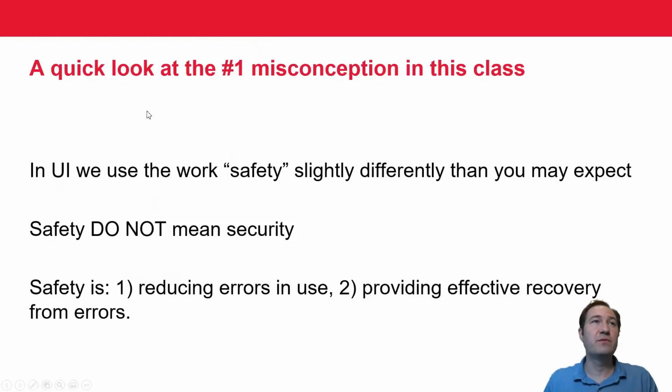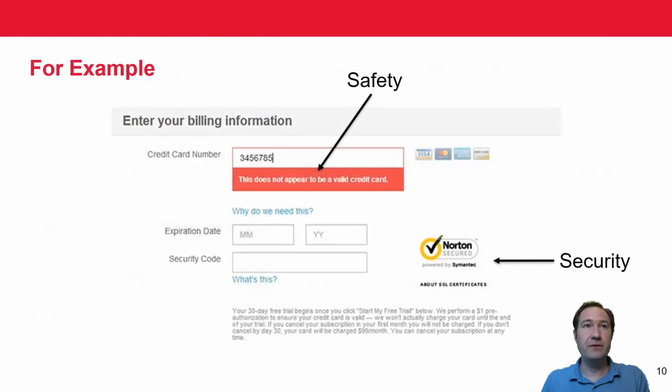In UI work, we use the word safety slightly differently than you might expect, okay? Safety does not mean security. There's two different concepts there at work, and we often, in colloquial terms, conflate the two ideas. Safety, in terms of UI, is reducing errors in use. You're trying to make it safe from errors. And safety is also providing effective recovery methods when errors do occur. To really illustrate what that looks like, I have an example for you. That's often the thing that people jump to when they're sort of misapplying the idea of safety here.